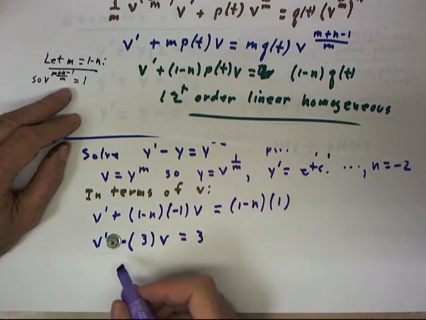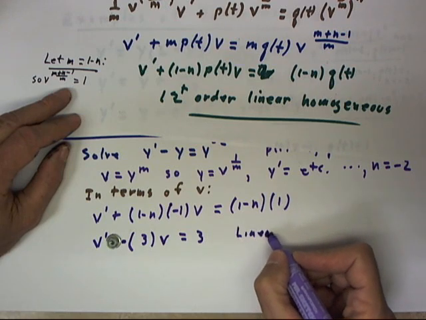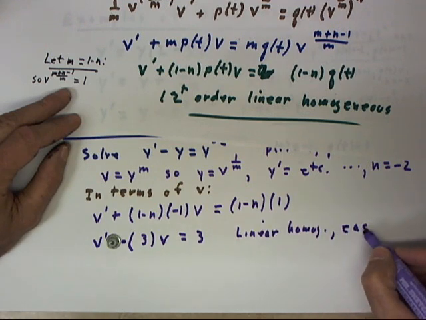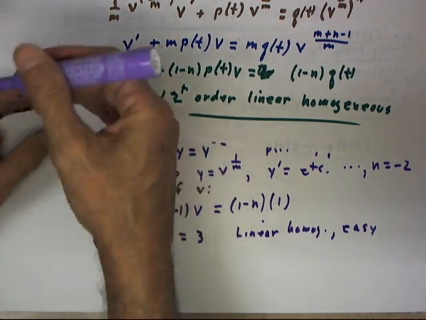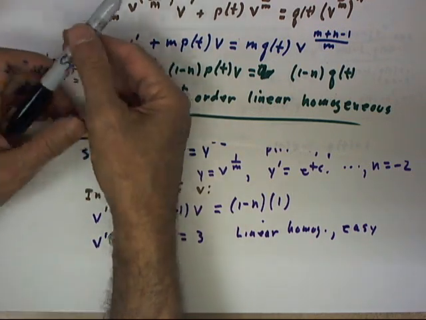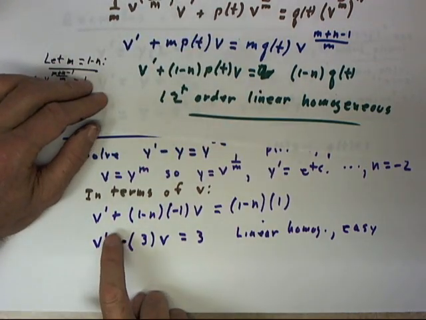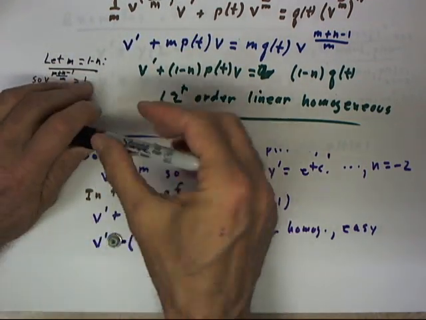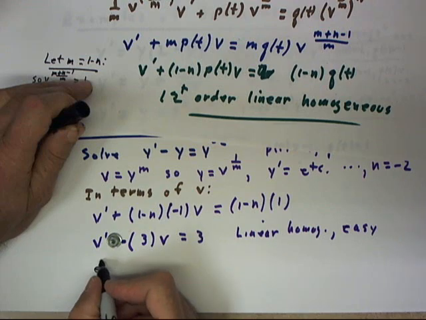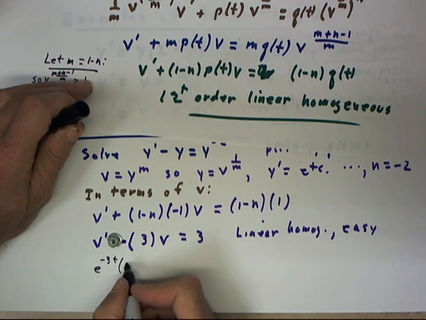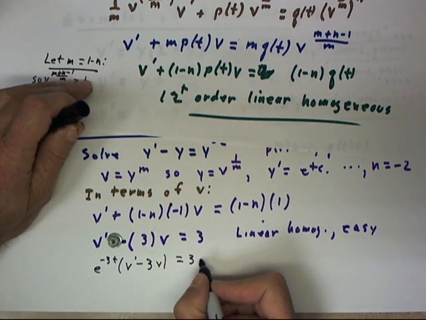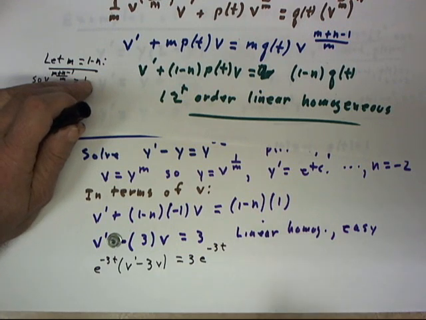This equation is now linear and easy to solve. We're going to use the integrating factor e to the integral of p of t. P of t in this form is negative 3. So we're going to multiply both sides by e to the negative 3t. And over here we're going to get 3e to the negative 3t.